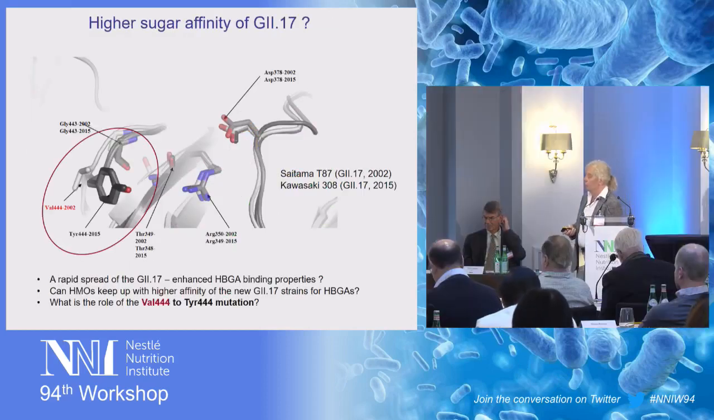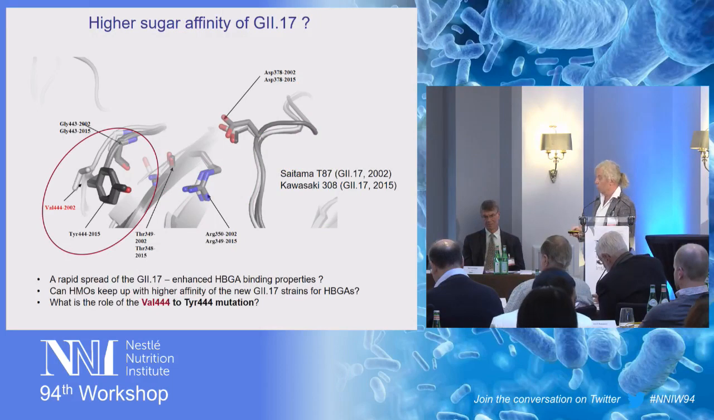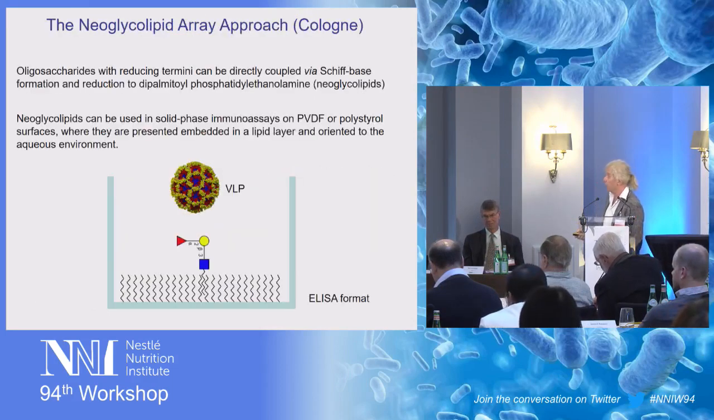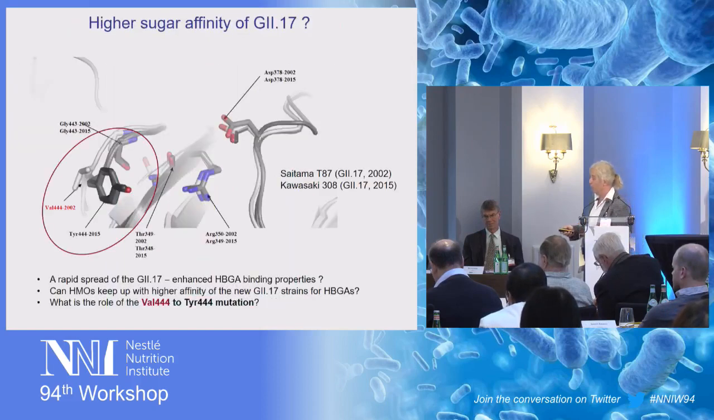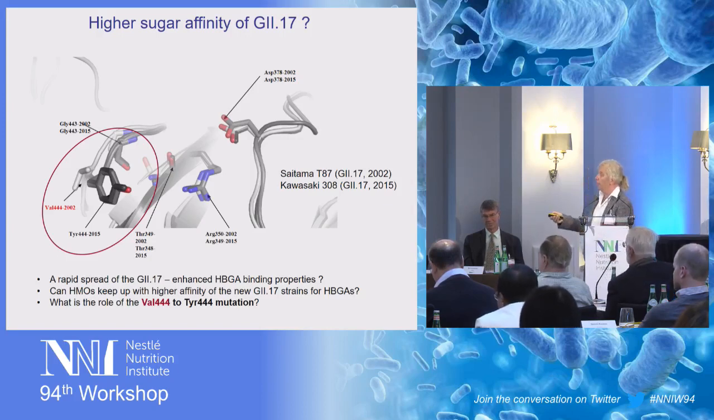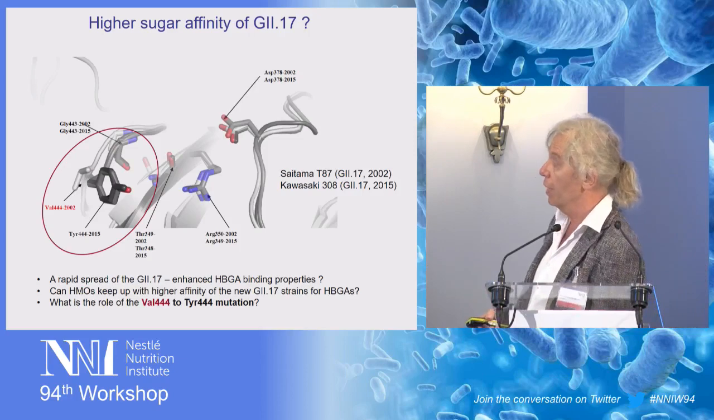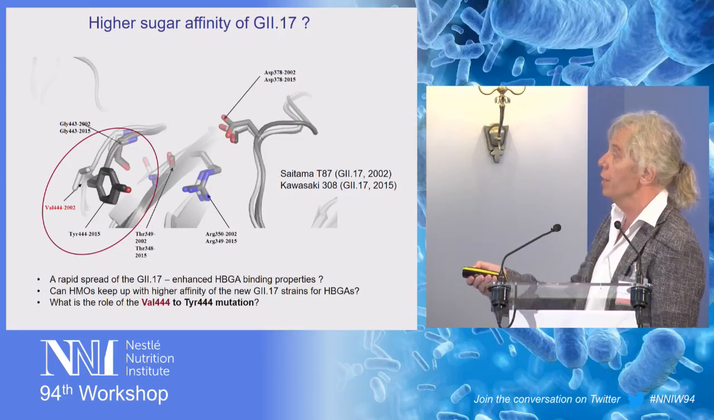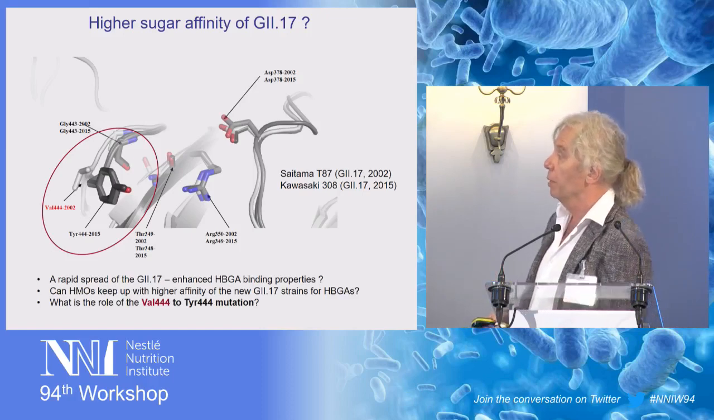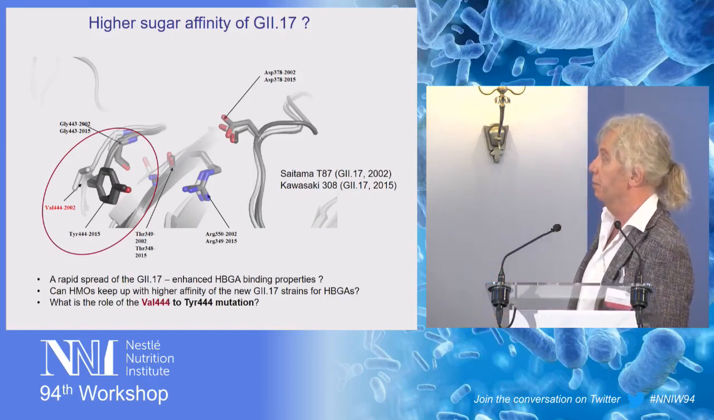Also, the newly emerged strain G217 shows an important mutation when compared with the first emergence in 2002 in Saitama in Japan. And this mutation refers to the replacement of a valine at 444 by a tyrosine. Lectin pockets are generally characterized by the phenomenon that they very often contain aromatic amino acid side chains, which are highly conserved. And we can speculate that this mutation here has made this binding pocket much more sugar-philic.